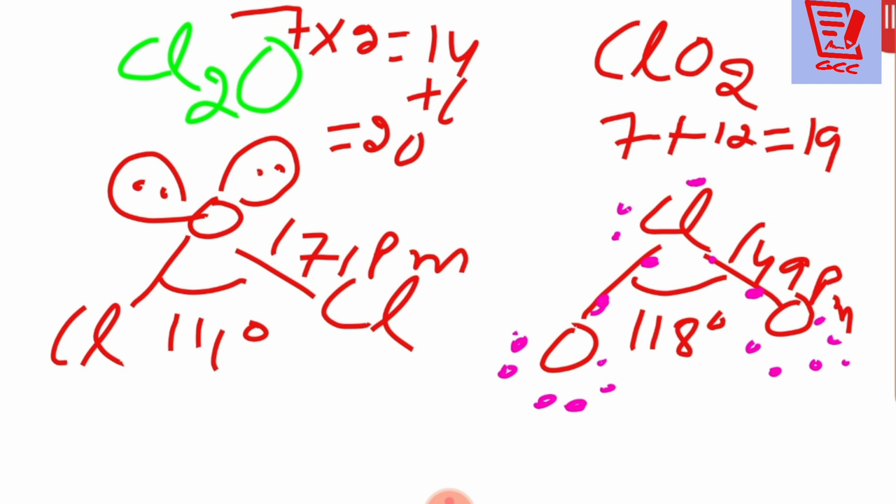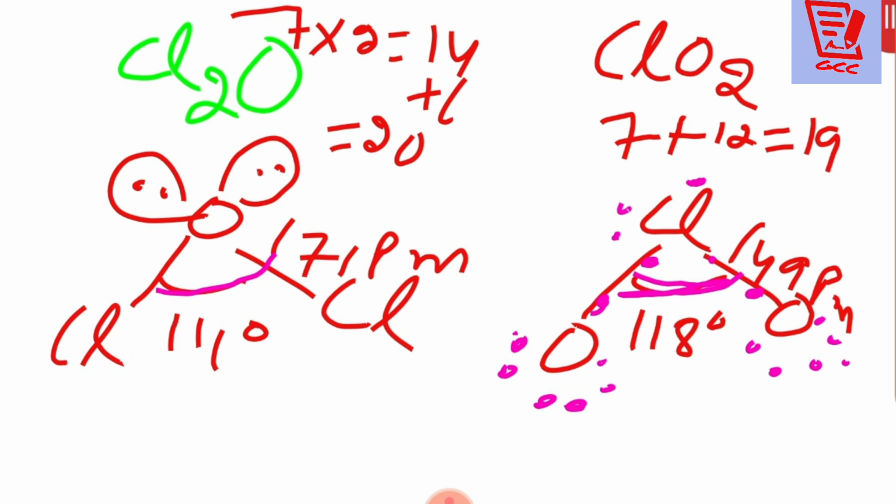Okay beta, but now a question arises. First of all, look, what is the bond angle here? 111 degree, and there the bond angle is 118 degree. I think you know very well why it is so, because if you see it very carefully, the oxygen contains 2 lone pairs, but chlorine contains 1 odd electron along with the 1 lone pair.